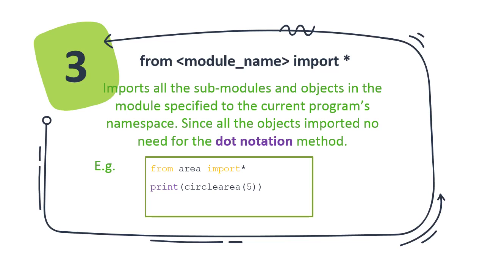So here is an example: from area import star. Then all the functions in the module area are imported directly. For example, circle area for calculating the area of a circle, then rectangle area, square area, triangle area, etc. Then you don't have to use the dot notation to access the functions. You can directly type the function, pass arguments, and you will get the results.